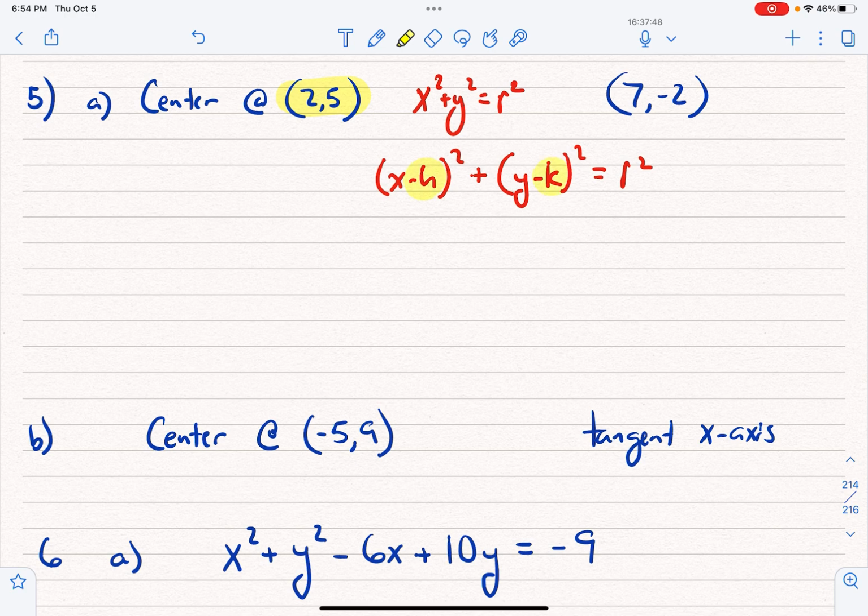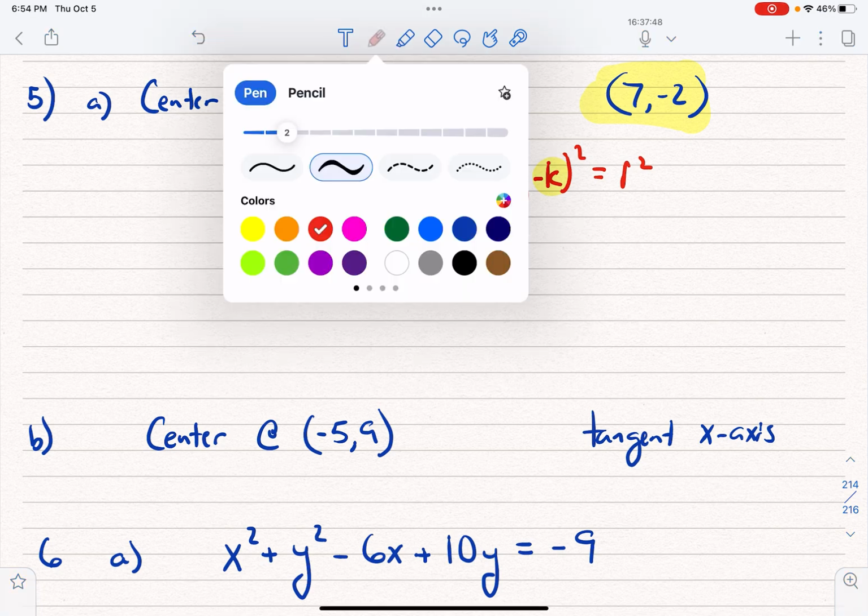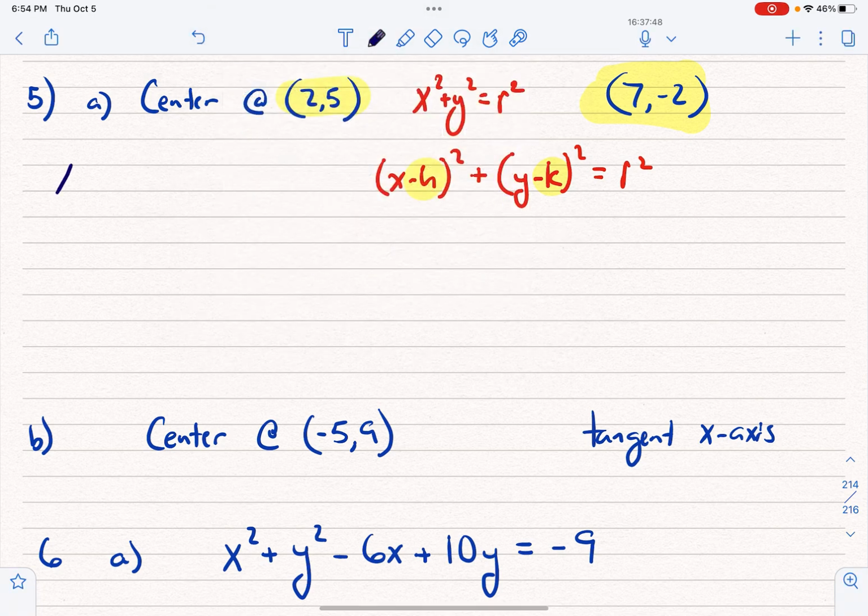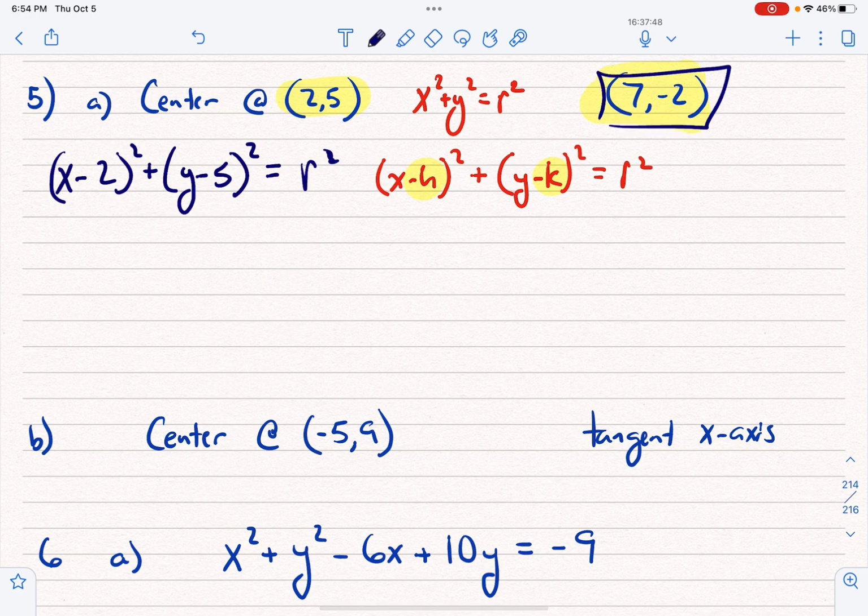And it passes through this point, so we need to plug that into the equation, or substitute it in. So we get (x minus 2) squared plus (y minus 5) squared equals, now we don't know what the radius is. But what we can do is plug this point in for our x and y, and then we'll figure out the radius. So that would give me (7 minus 2) squared plus (-2 minus 5) squared equals radius squared.